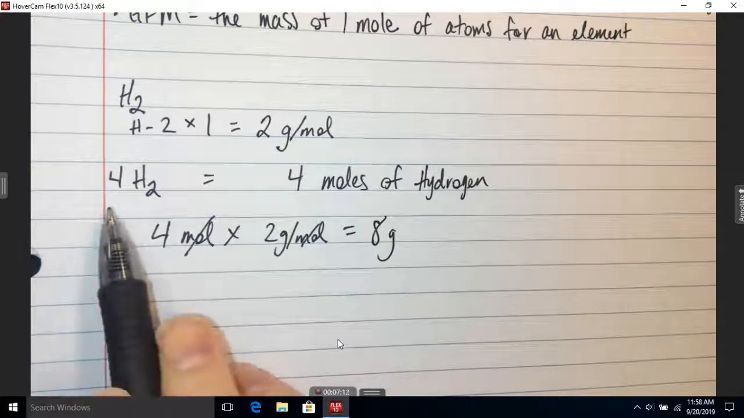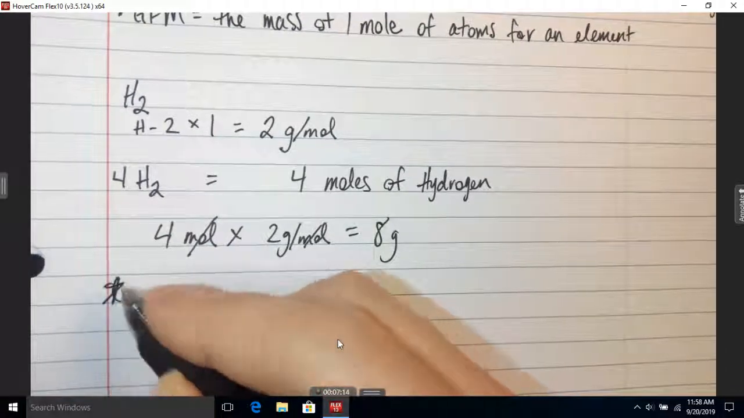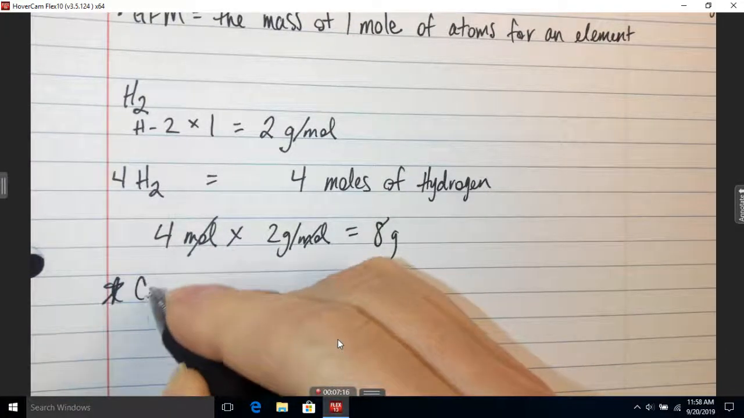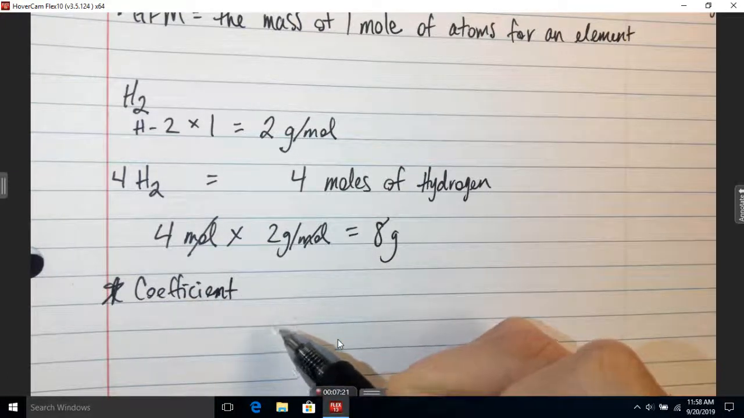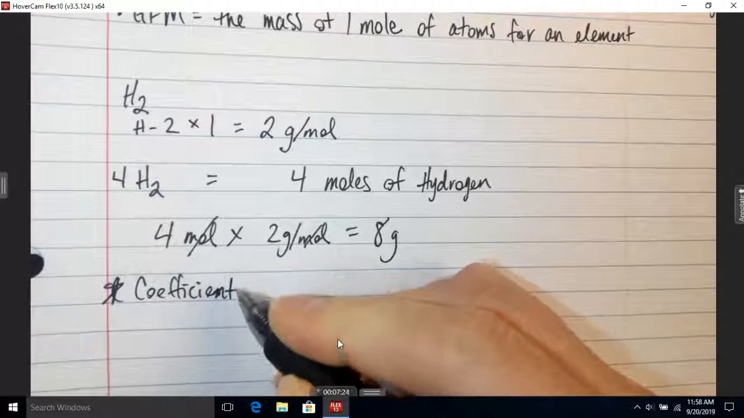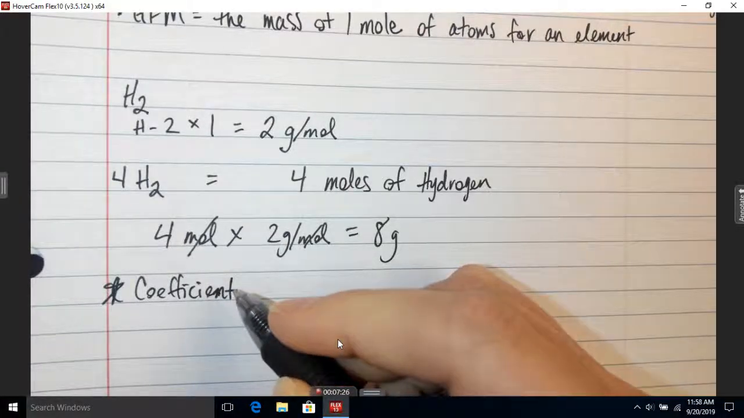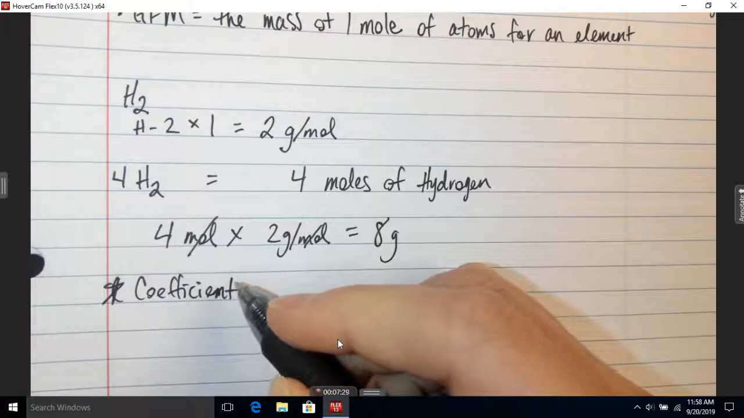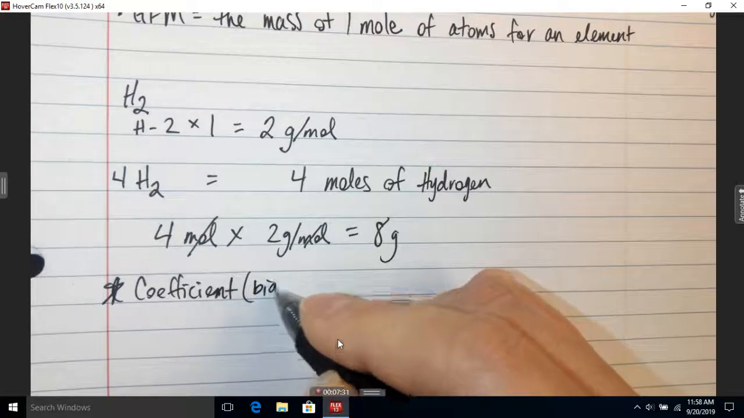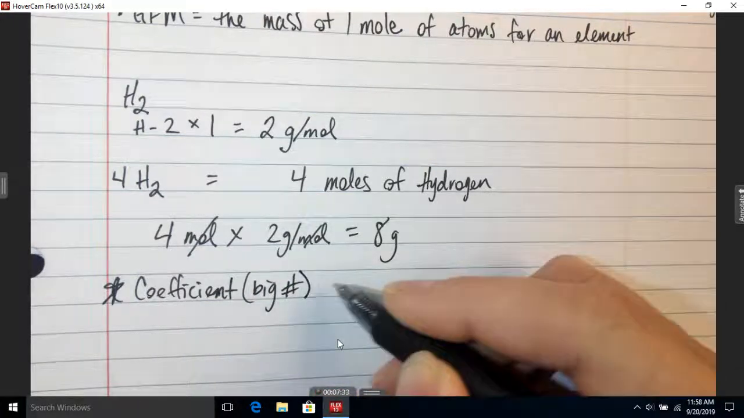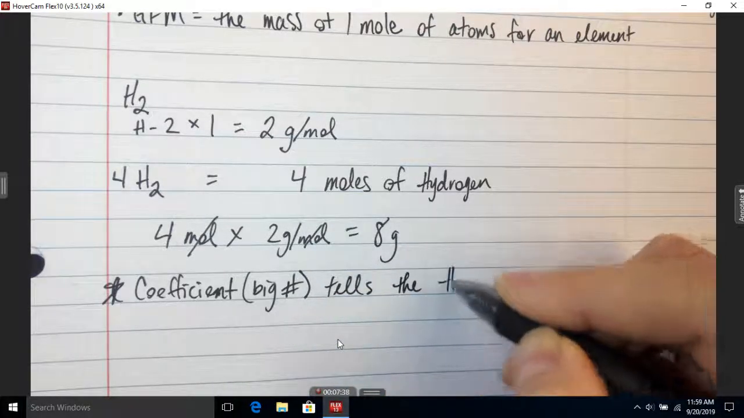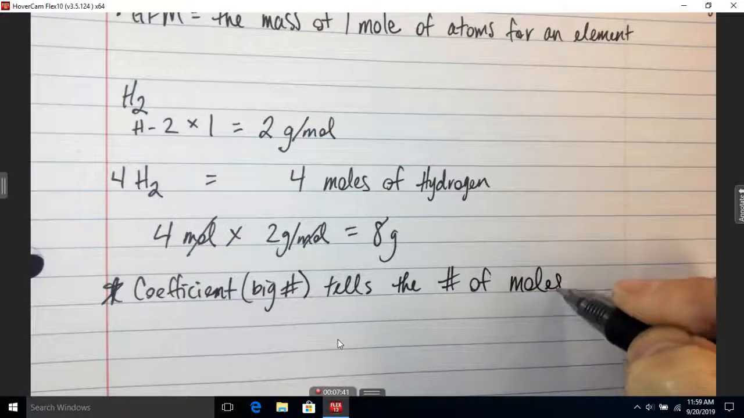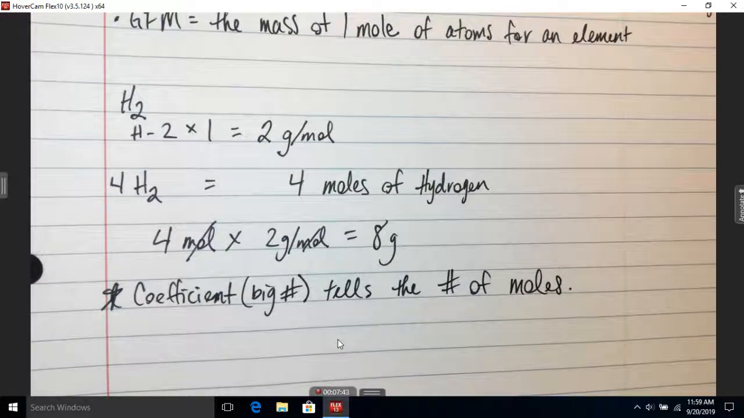So I did this problem to show you, here's what we need to know. A coefficient, what's the coefficient? Yeah, what do we call it though, like our definition? The big number? The big number tells the number of moles. Does that make sense? Okay.